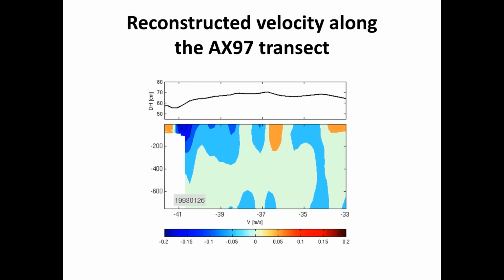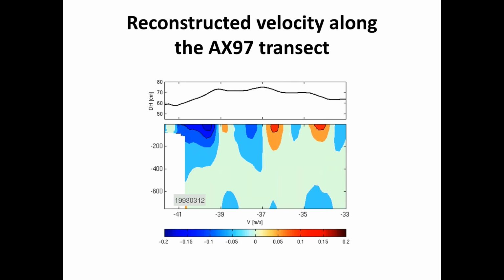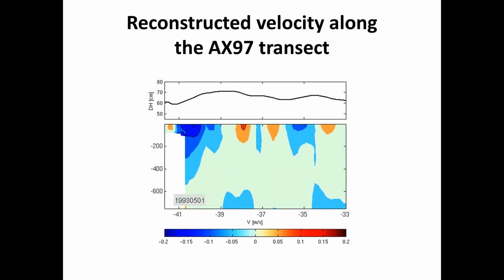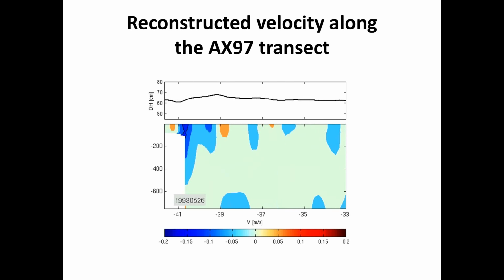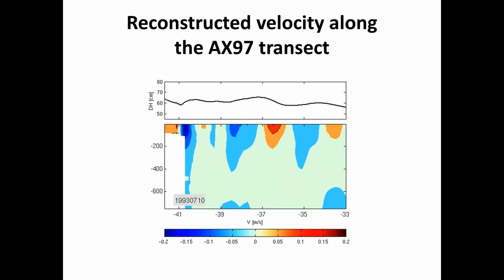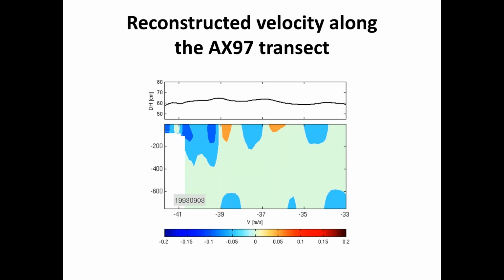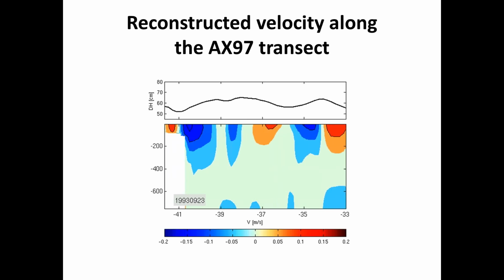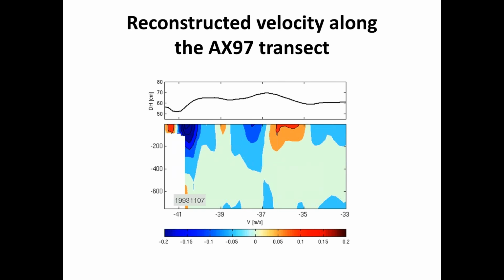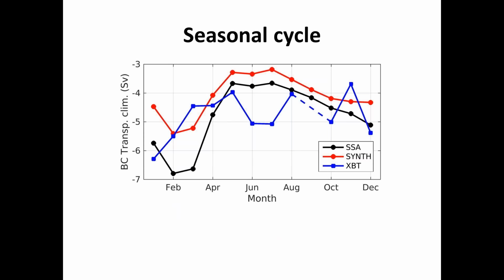So this is a little movie of what we get at 22 South using this method. We can have daily estimates of the Brazil Current. We see a lot of westward propagation in the region, and we see that the Brazil Current sometimes populates the shelf with a stronger contribution. So we are going to use this to calculate the transport of the Brazil Current.